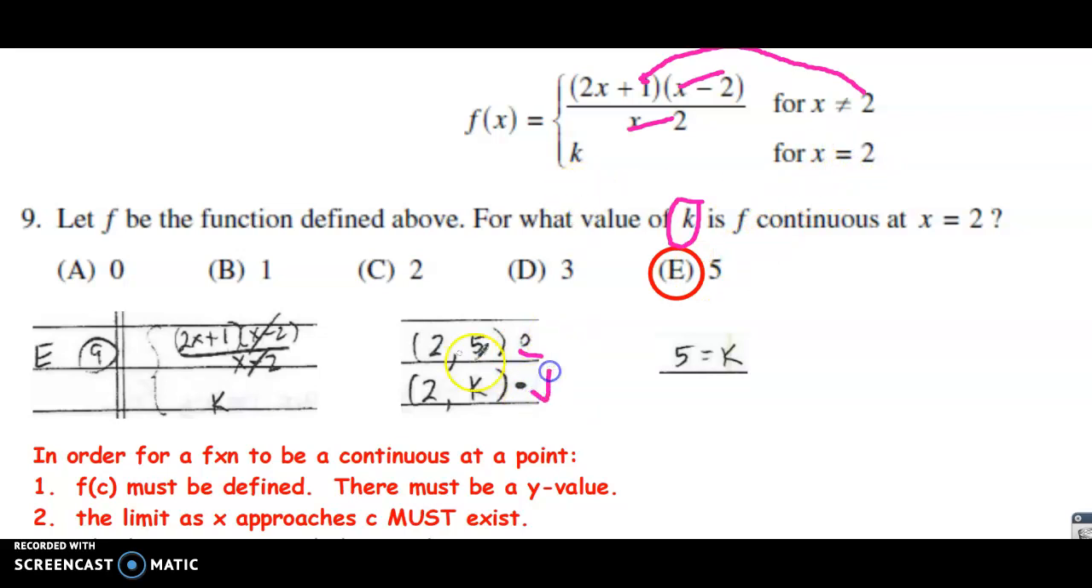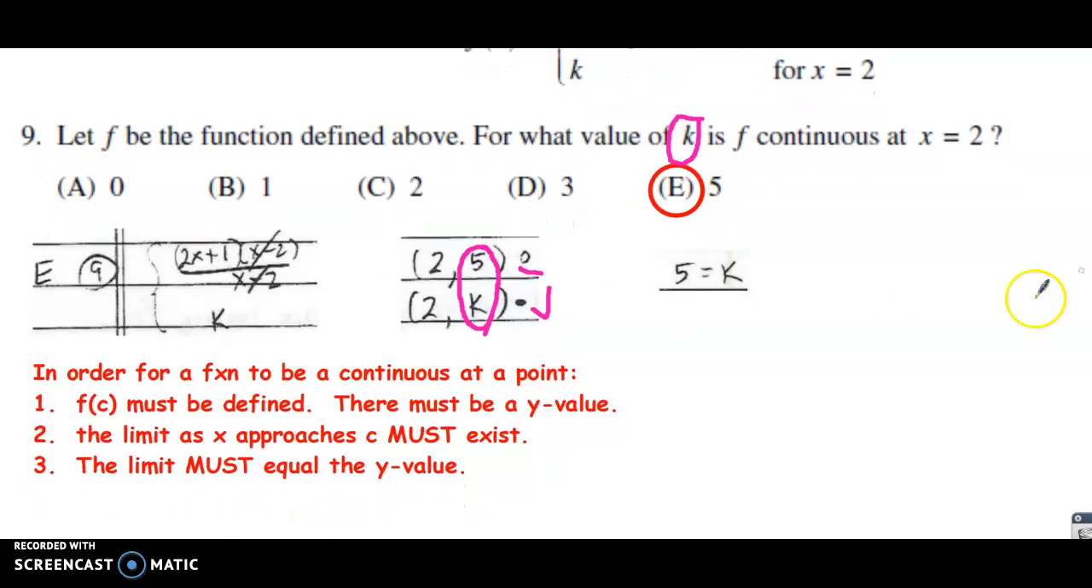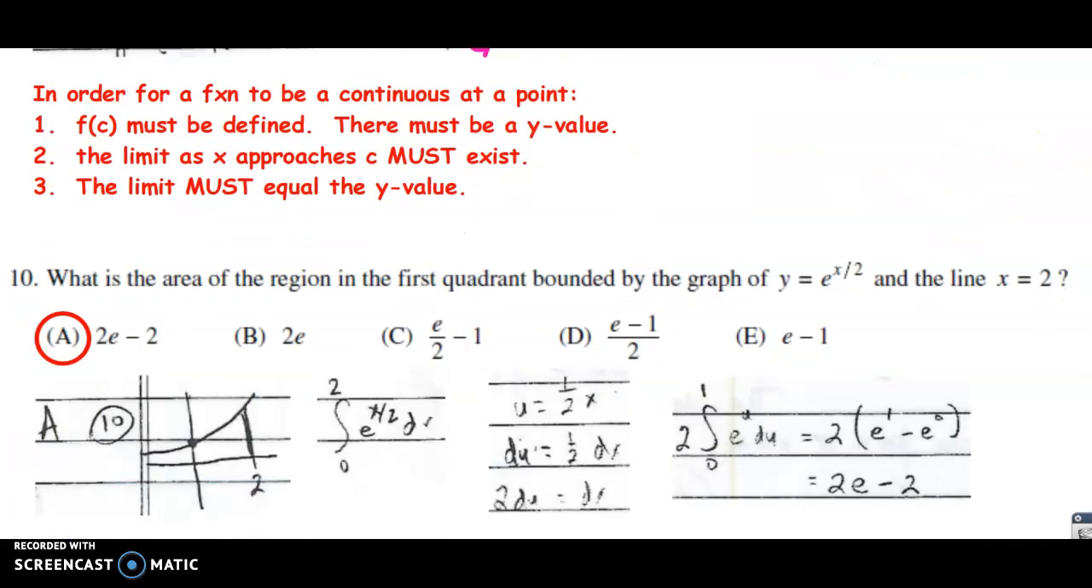And we're going to set the y values equal to each other, because for the function to be continuous, the x value has to generate the same y value on both pieces. And as you can see below, the 3 conditions of continuity are there, and you can read those on your own. You don't need me to read them to you.